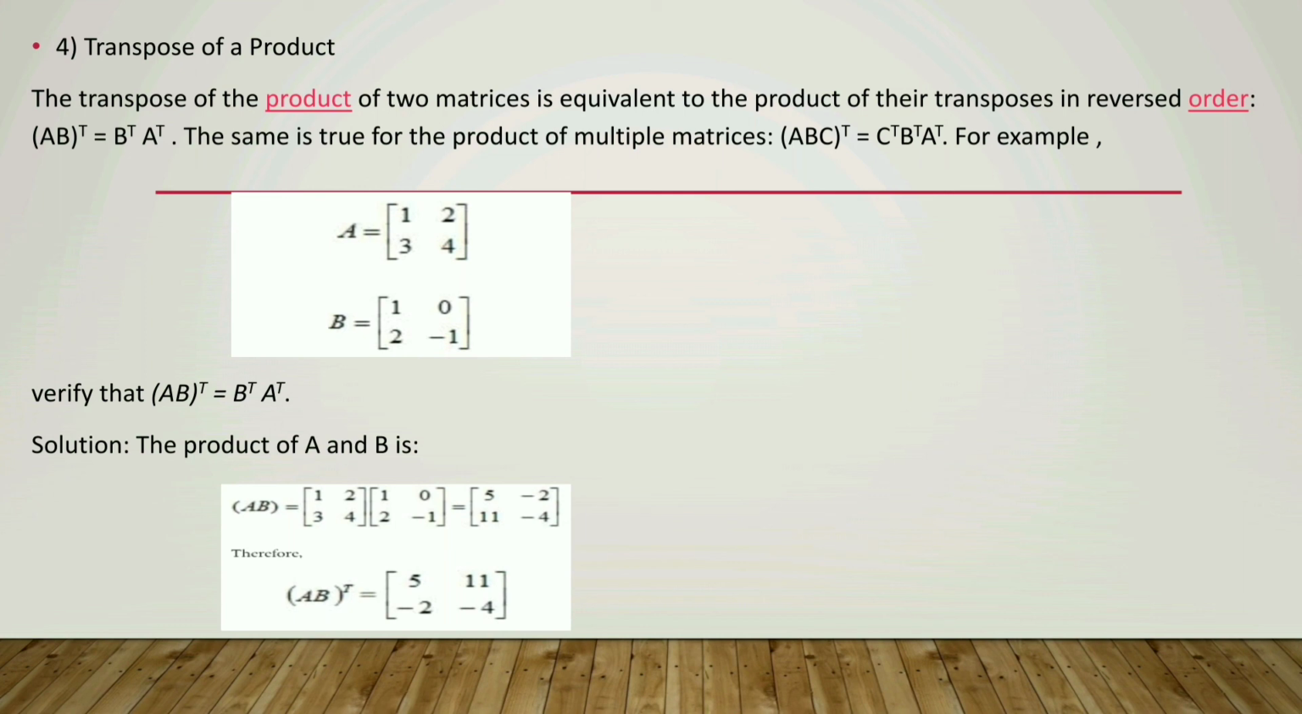For example, let A equals [1, 2; 3, 4] and B equals [1, 0; 2, -1]. Then verify that (A into B) the whole transpose equals B transpose into A transpose. First, find the product of A into B. Then you get the matrix [5, -2; 11, -4]. And now take the transpose of this matrix: [5, 11; -2, -4].